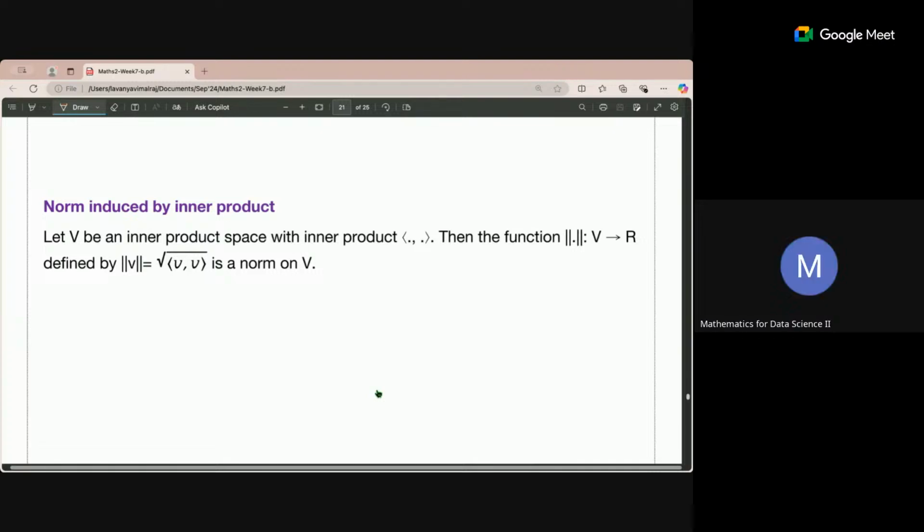We are in week 7. Please, everyone should know this. I'm feeling very sad to hear this question every time. Okay, fine. So, are you able to see it, Swaroop? Yes or no? Okay.